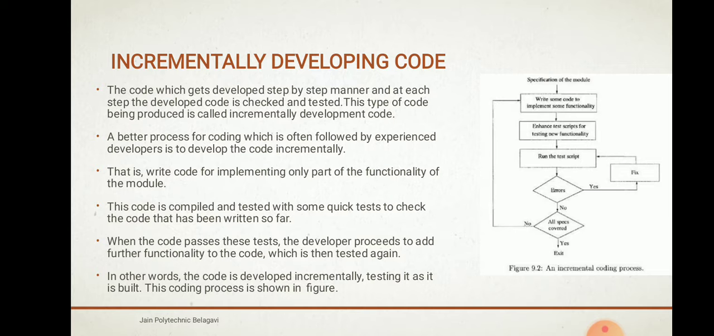Now let's go to what incremental development of code is. You can see there is a diagram explaining incrementally developing code. The code gets developed in a step by step manner, and at each step the developed code is checked and tested. This type of code production is called incremental development.